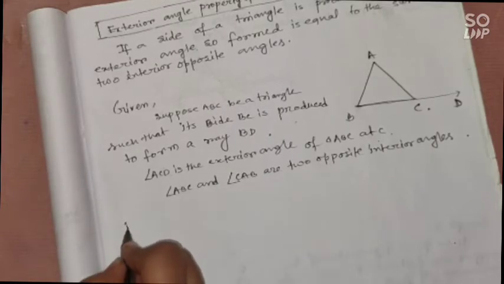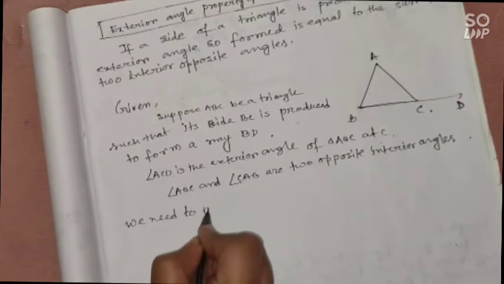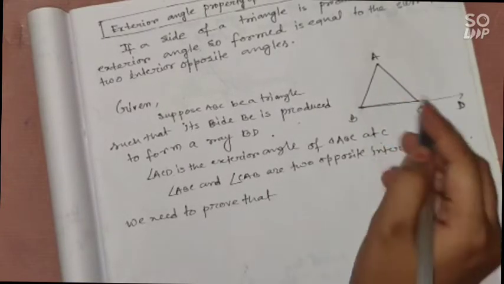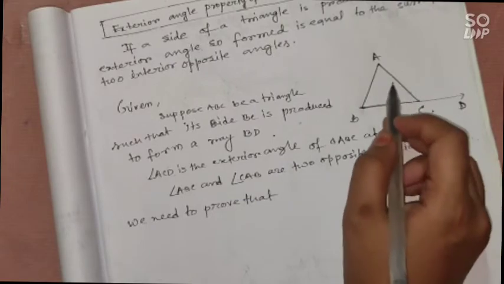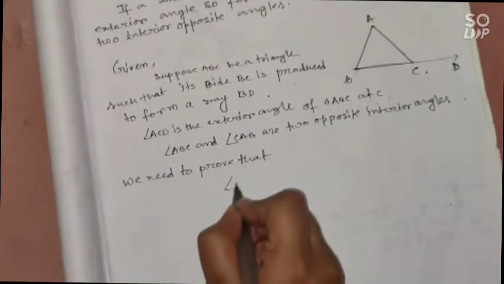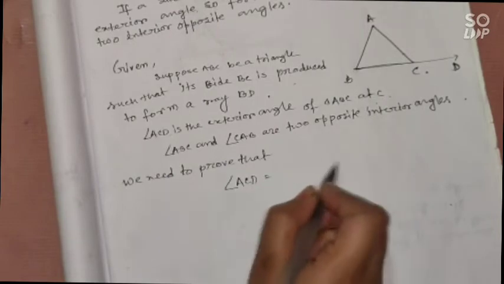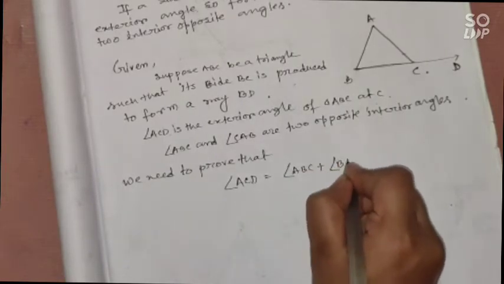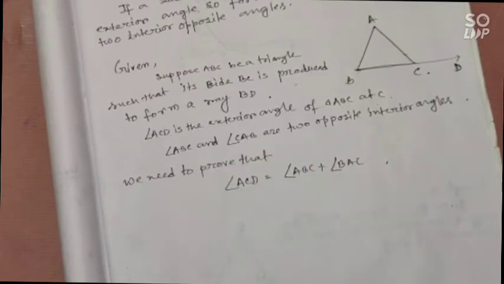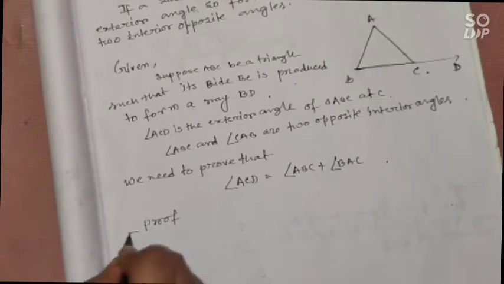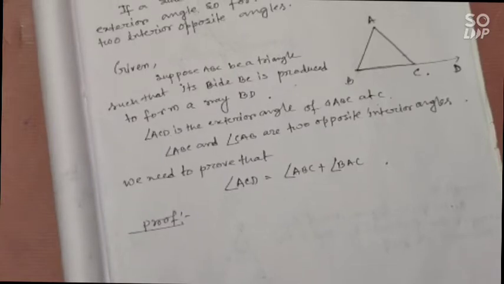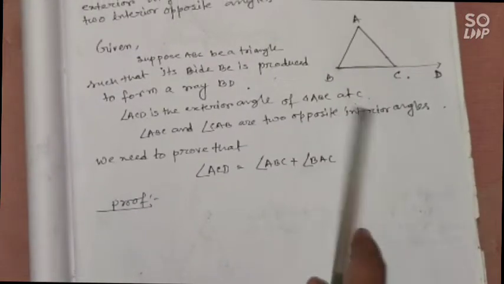What do you need to prove? We need to prove that the exterior angle is equal to the sum of two opposite interior angles. So angle ACD is equal to the sum of the two opposite interior angles, that means ABC plus BAC. We need to prove this. Now we will start the proof. In this property, we don't need to write any construction.